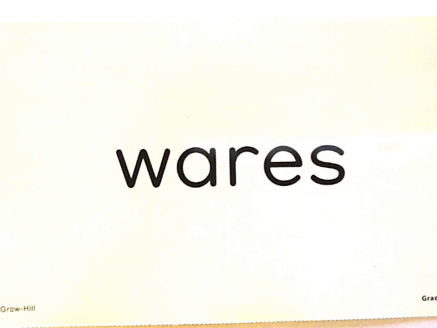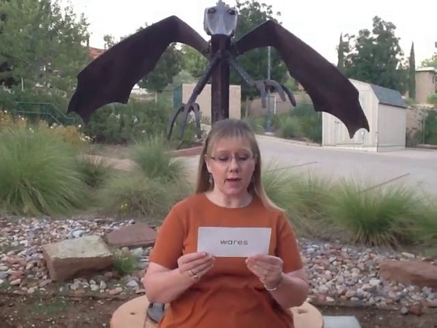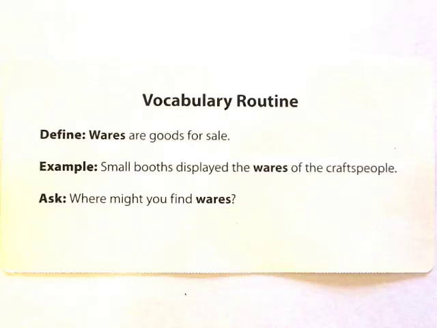Your next word is wares. One syllable, wares. Pause the video, write down your word. The definition for wares is, wares are goods for sale. Pause the video, write down your definition.